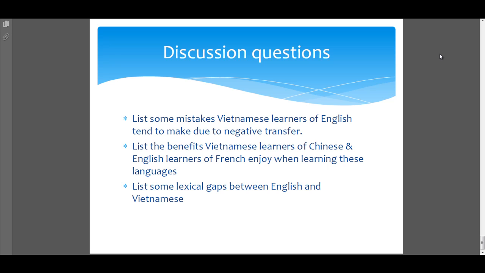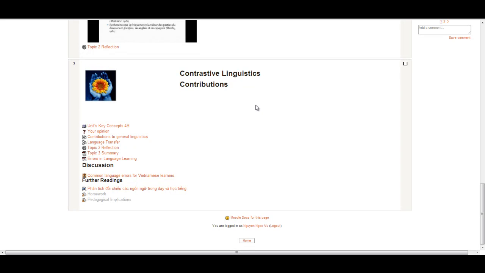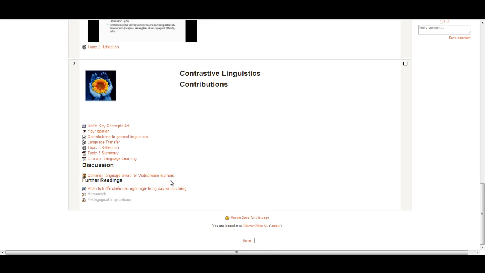And these are several discussion questions for you to think about before we stop. For the homework, I want you to join the discussion forum and talk about the common language errors that Vietnamese learners tend to make. And the last activity that you need to finish is the reflection activity.